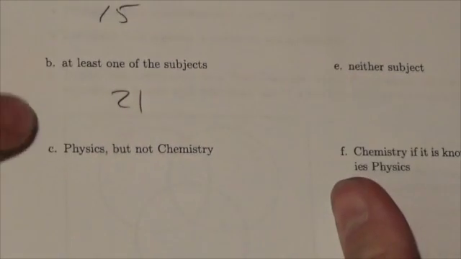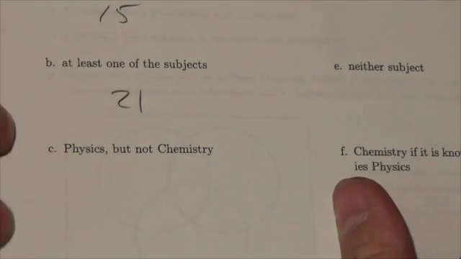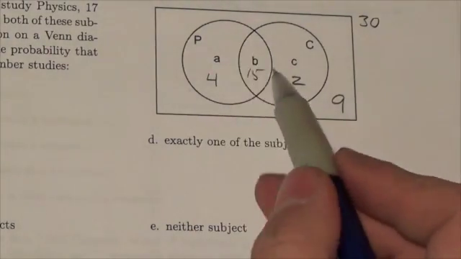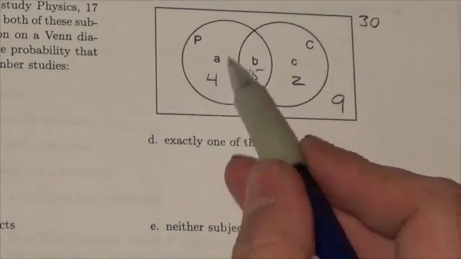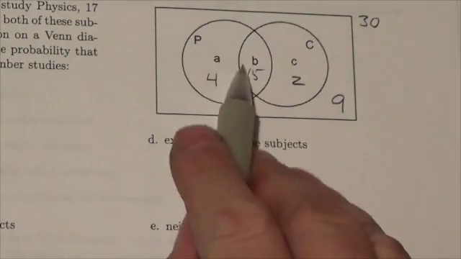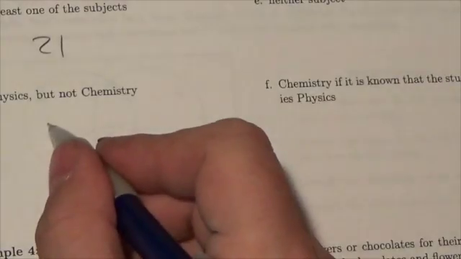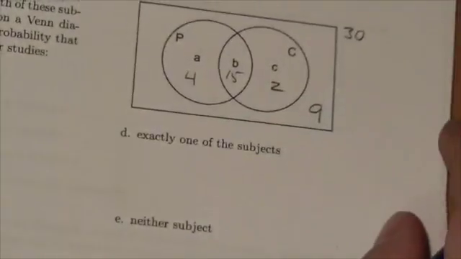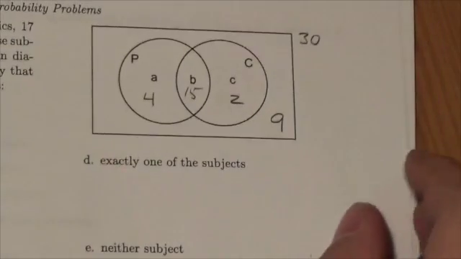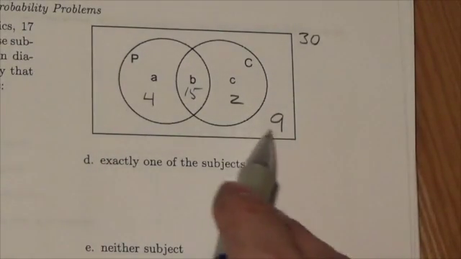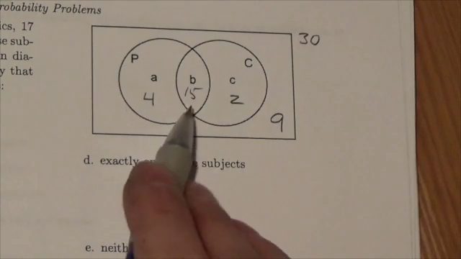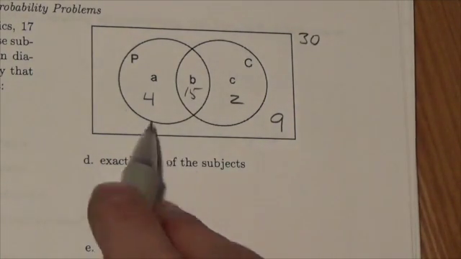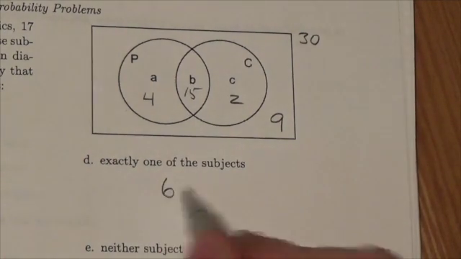How about those that study physics but not chemistry? Here's our physics circle right here. But this is the group that study chemistry, so it's just this part right here that study physics, excluding chemistry. We can read that right off, and the answer is 4. How many study exactly one of these subjects? Well, we're not including this group right here because they don't study either, and we're not including this group right here because they study both. We want exactly one of the subjects. So that's going to be the 4 and the 2 for a total of 6.